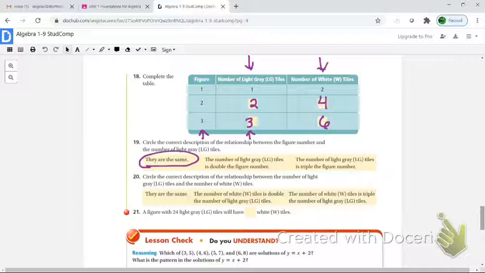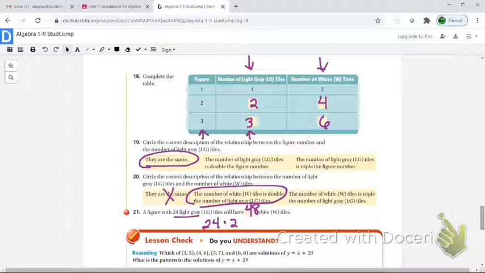They are not the same. The number of white tiles is double the number of light gray tiles. The number of white tiles is triple the number of light gray tiles. Okay, 1 times 3 is not 2, 2 times 3 is not 4, and so on. So it looks like double is what we're getting here. So a figure with 24 light gray tiles is going to have 24 times 2, or 48 white. Okay.